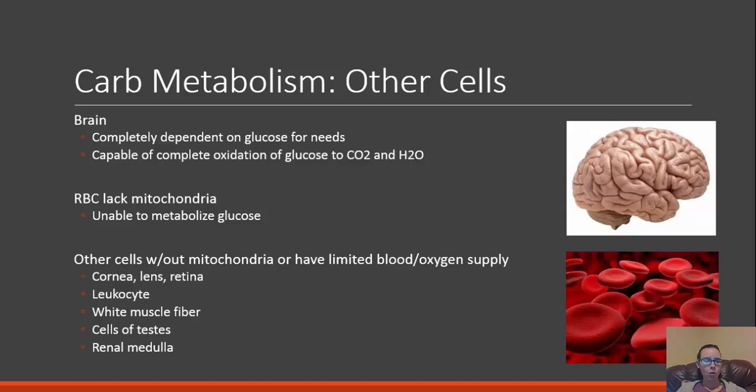So other cells without mitochondria or that have a limited blood or oxygen supply and therefore cannot undergo the TCA cycle and oxidative phosphorylation include the cornea, lens, and retina in our eye, leukocytes, white muscle fibers, cells of the testes, and the renal medulla.